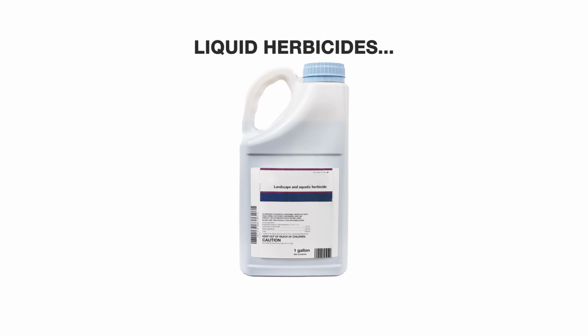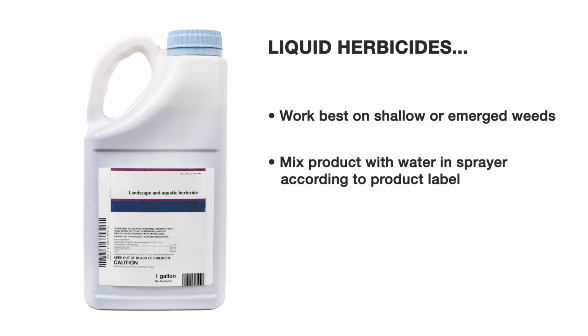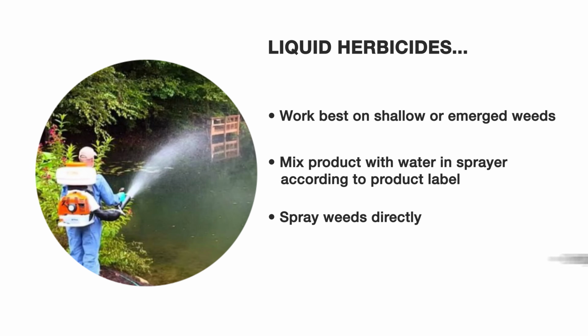There are two ways to apply aquatic herbicides to weeds. Treatment depends on the type of weed you are trying to remove. Liquid herbicides work best on shallow or emerged weeds. Liquid herbicides are mixed with water in a sprayer according to the product's label. Weeds are then sprayed directly. Only actively growing weeds should be treated.